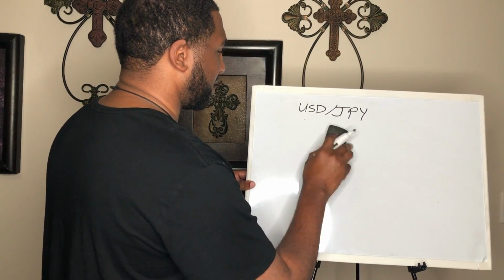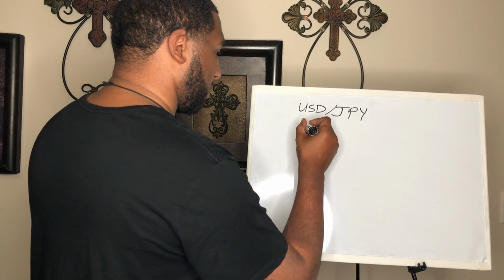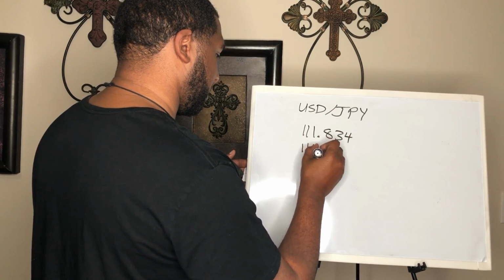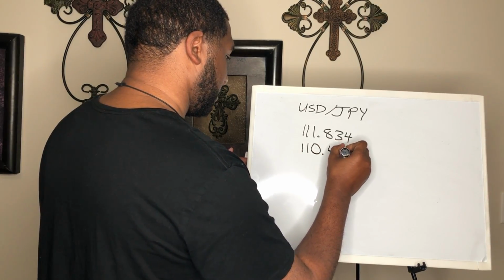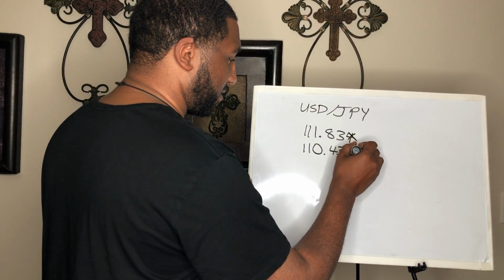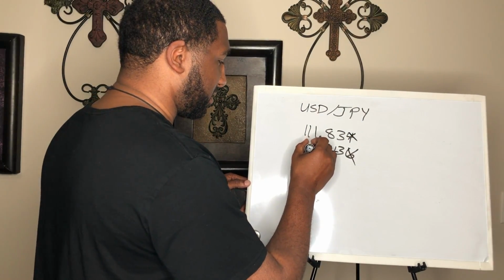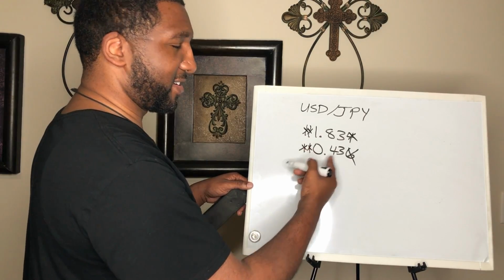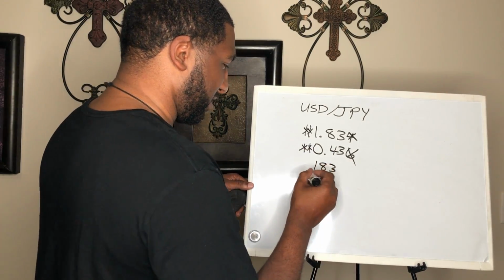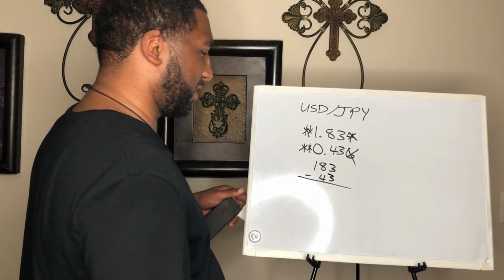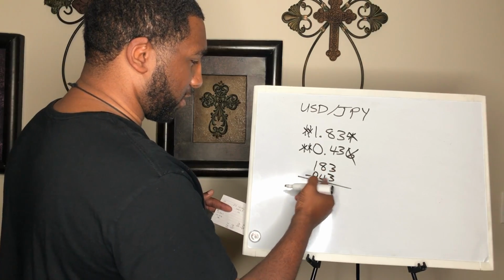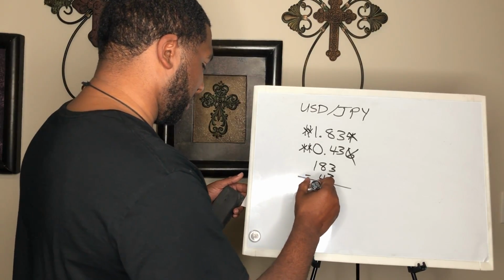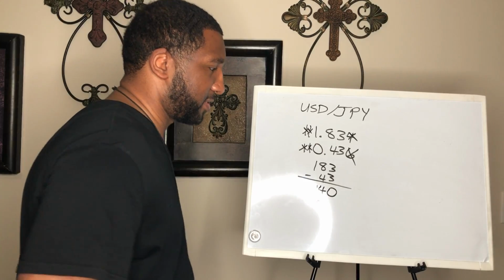Let's do one more, just to make sure you understand this. We're going to say 111.834, and we're going to do 110.436. What's rule number 1? Last number doesn't matter. Get rid of it. Rule number 2, eliminate all the numbers that are the same. Now what are you left with? Don't let the decimal scare you. 183, we're just going to remove the decimal. Forget the decimal, it doesn't even exist. 183 minus 43, the 0 doesn't matter. So 183 minus 43 would be 140. It's 140 pips. That's the difference.